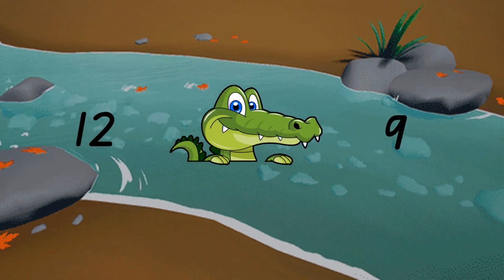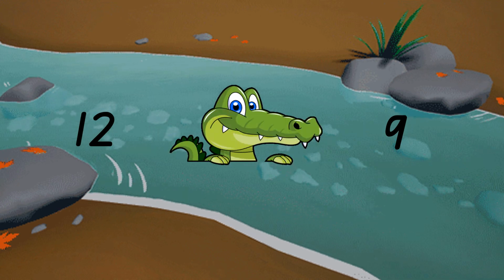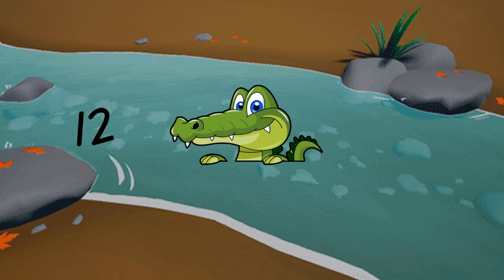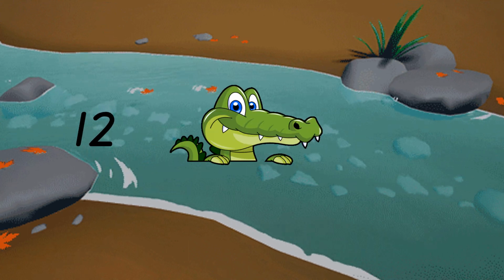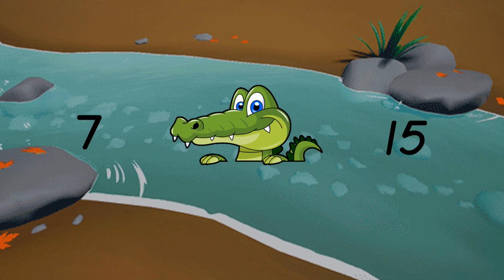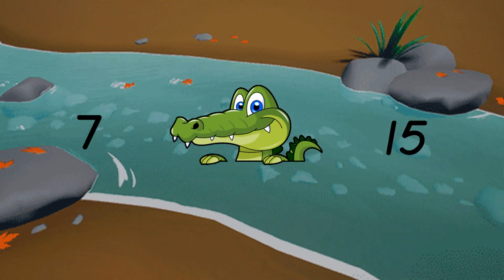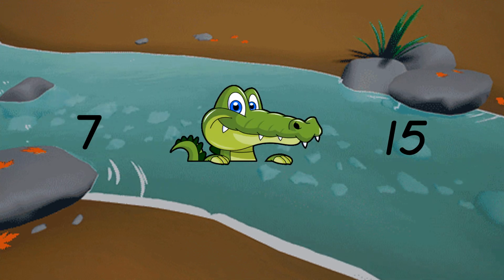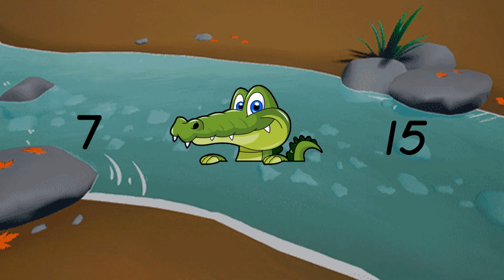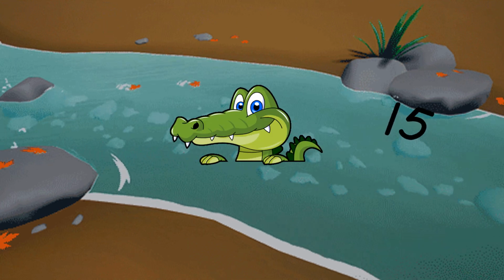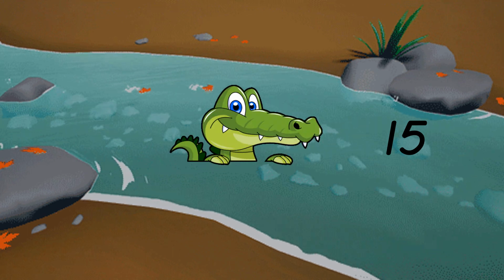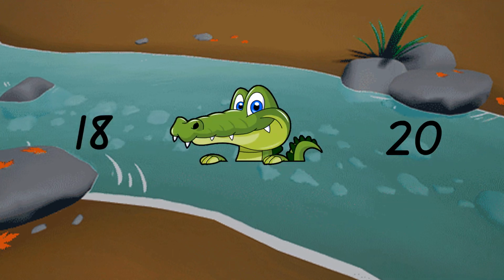Which number is larger? Is it the number 12 or the number 9? That's right, the number 12 is larger. It has 1 10 and 2 ones. Which number is larger? Is 7 the larger number or is 15 the larger number? Well done, 15 is larger. It has 1 10 and 5 ones.